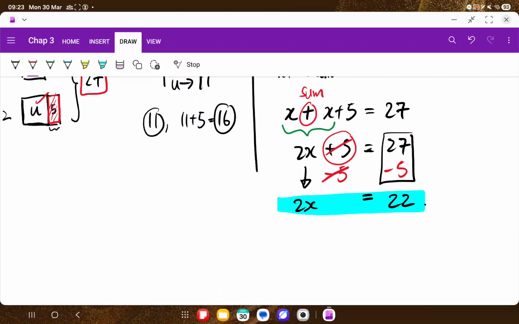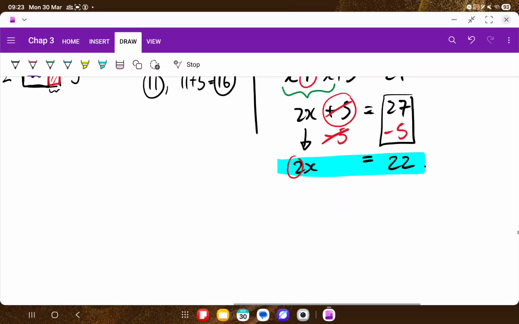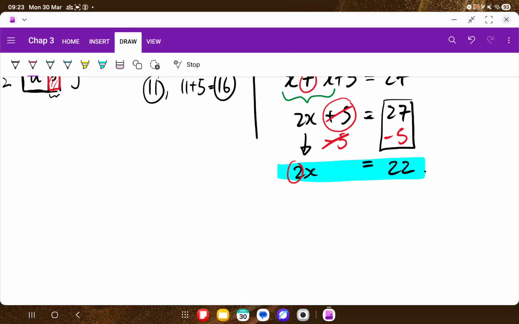Kendrick, what do I do next? How do I get rid of the number 2 in front of x? I got 2 boxes. The 2 boxes is 22. So I must split, right? I must divide into the 2 boxes, right? So divide by 2, divide by 2. The 2 cancels. x equal to 11. So the first number is 11.